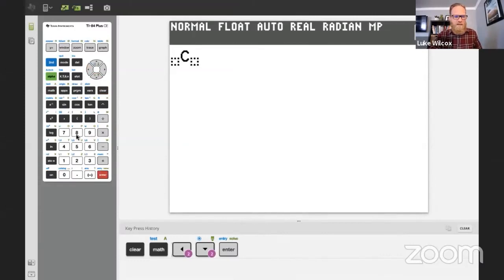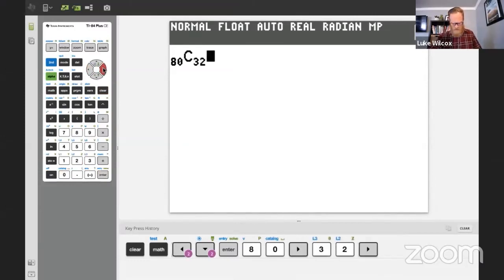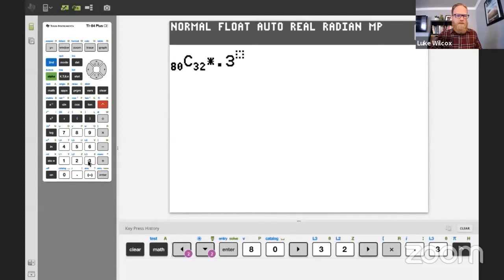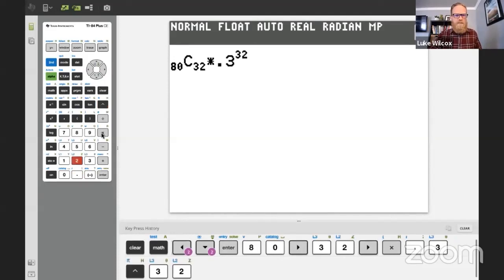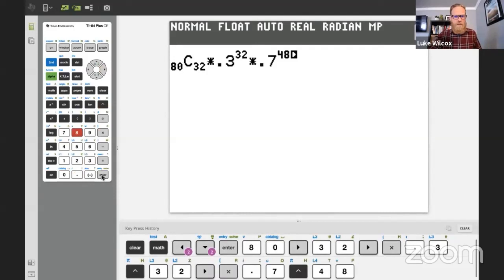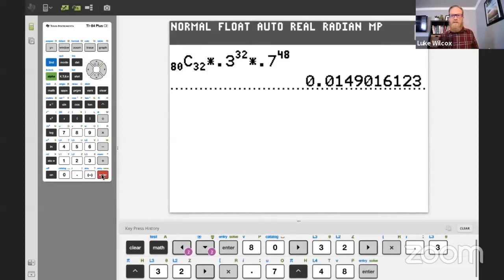And for us, there are 80 trials total, and we want 32 successes. So you're going to do 80 choose 32. And then we want to multiply that by the probability of success, which is 0.3, raised to the number of successes, which is 32, times the probability of failure, which is 0.7, raised to the number of failures, which we know is 48. And we have our final answer here, which looks like it's about, let's say, 0.015 would be the value that we're getting here.